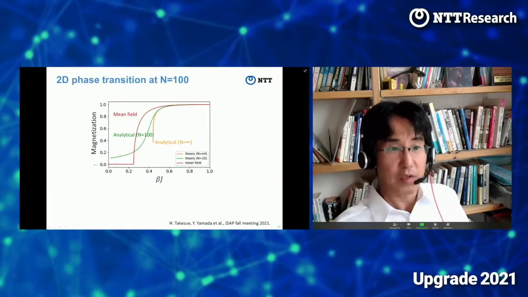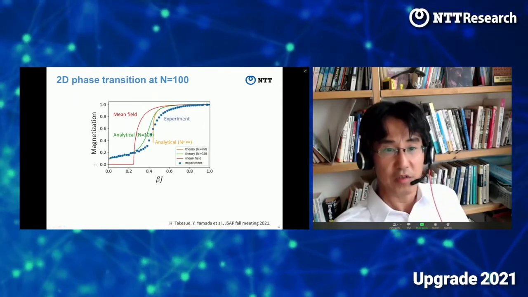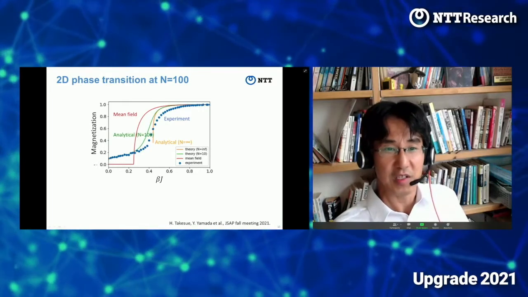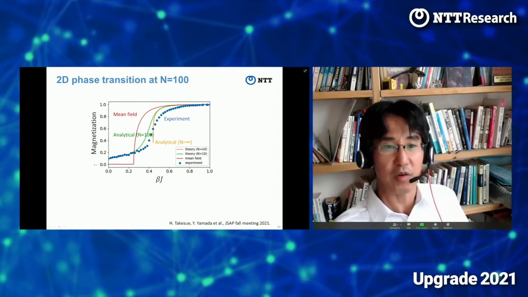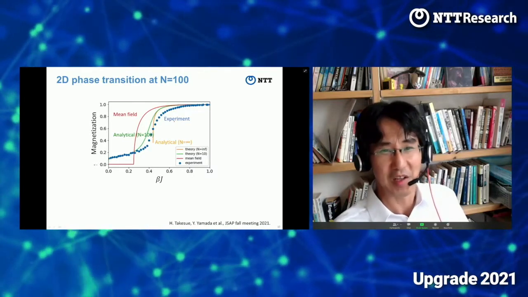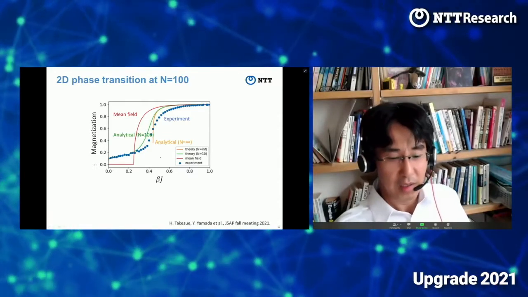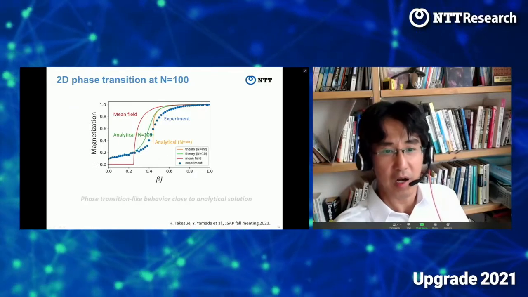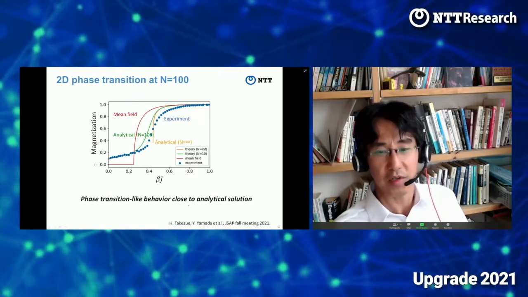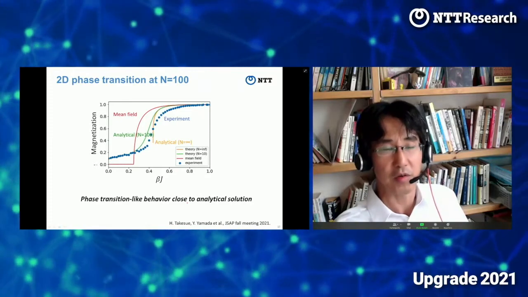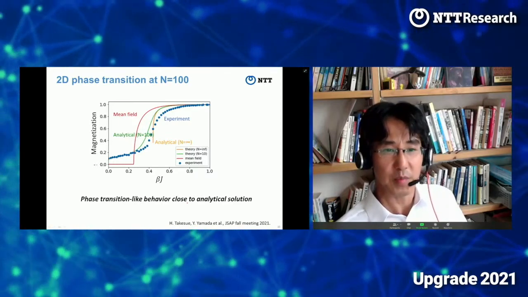Then we plotted the magnetization as a function of beta J using the experimental data. Our experimental data is shown by these blue dots, whose behavior is very similar to the analytical exact solution for the N equal to 100 graph. I also forgot to mention that our experiment was done with a number of nodes of 100. Although there is a slight difference from the analytical curve, we consider that the phase transition-like behavior is close to the analytical solution. So this shows the CIM may simulate the behavior of the Ising spin at finite temperature.